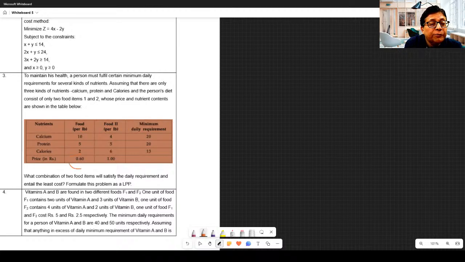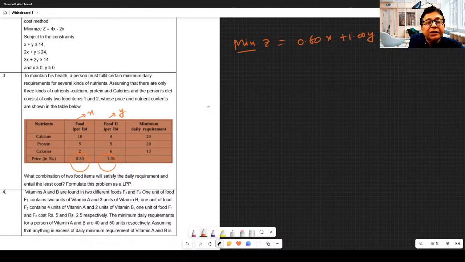This cost of food we are going to minimize. Before that, assume that food 1, this type 1, X units manufactured and this one Y units. Okay? So what is going to happen there? You have to minimize the cost. Minimize Z is equal to 0.60x plus 1.00y.